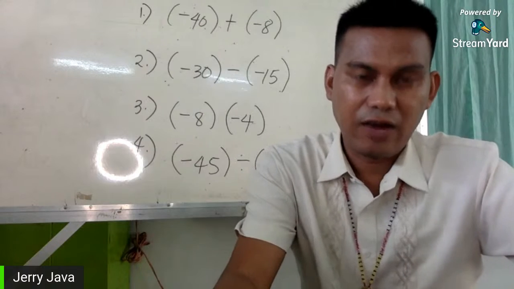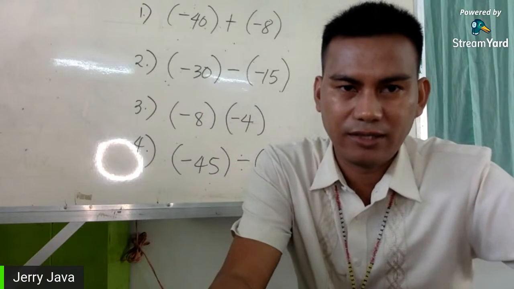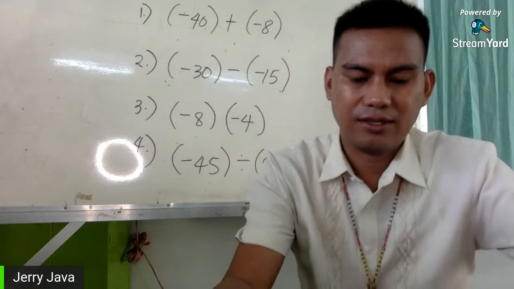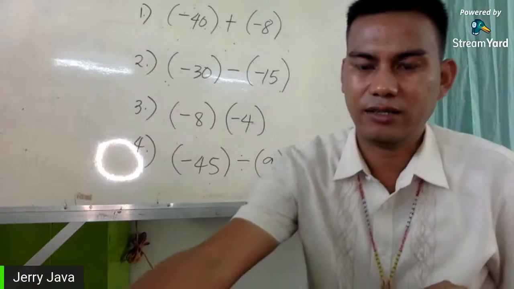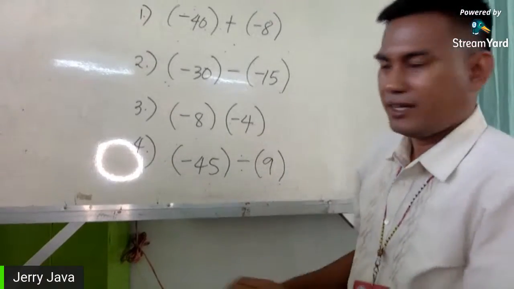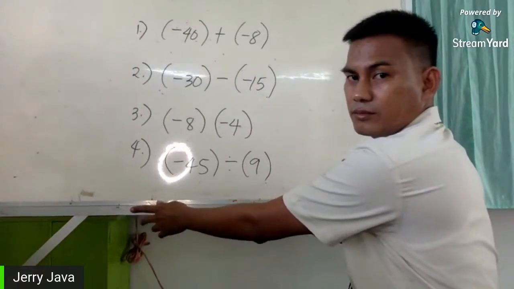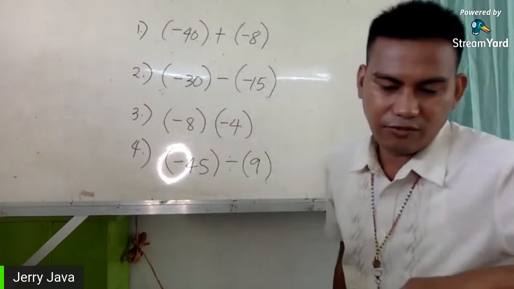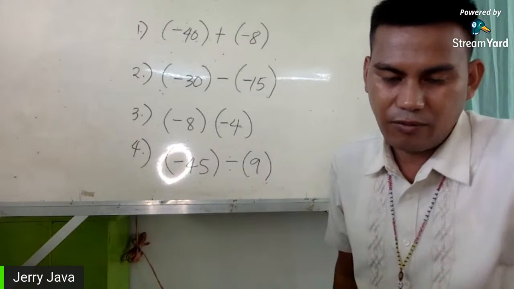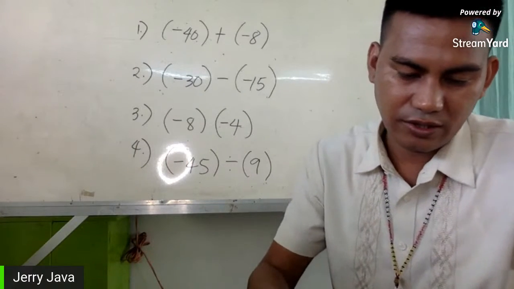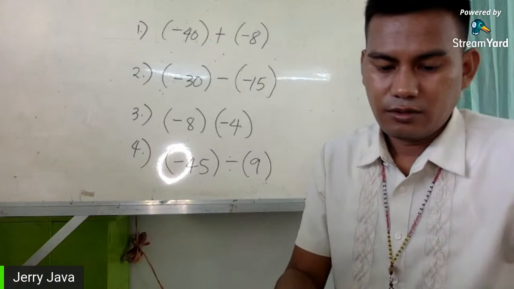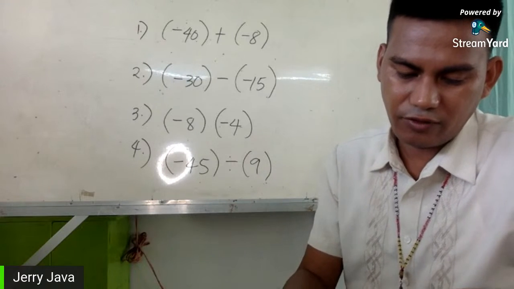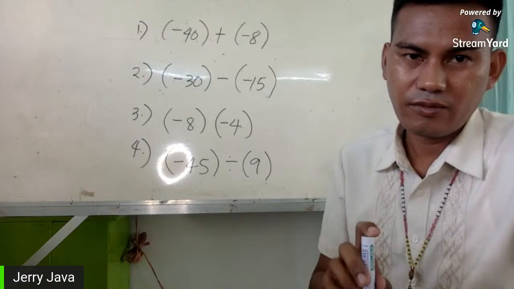Okay, everybody, kids, now you please type in your answer for number 1. Negative 40 plus negative 8. Type in your answer now, kids. I'm seeing negative 48. How about the others? Only 4 answered. Type in your answer. I'm seeing negative 48, negative 32, negative 48.